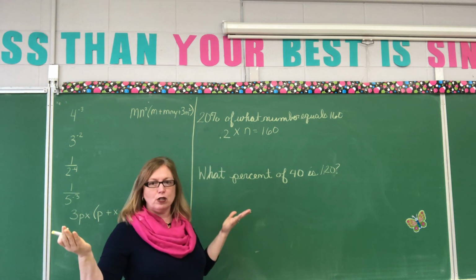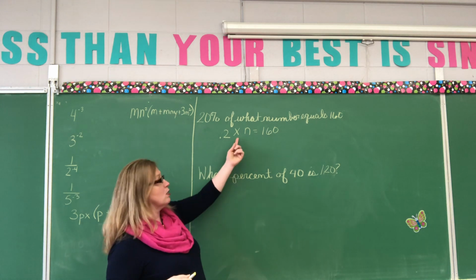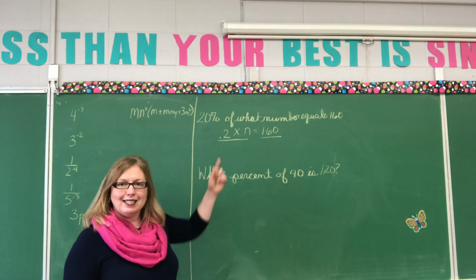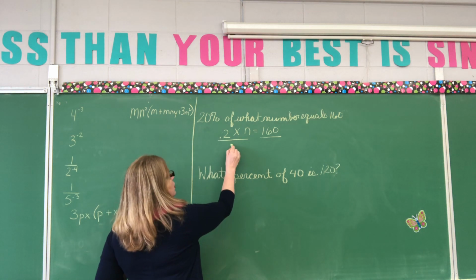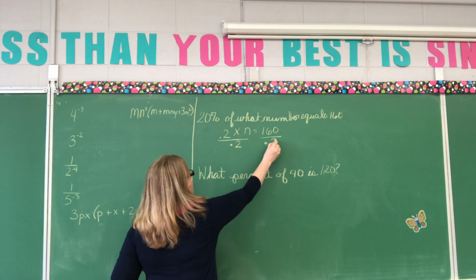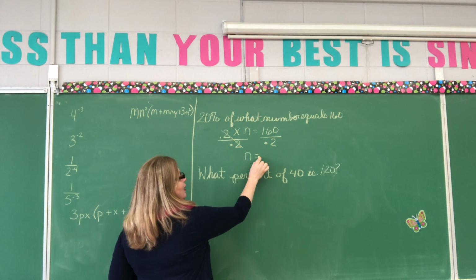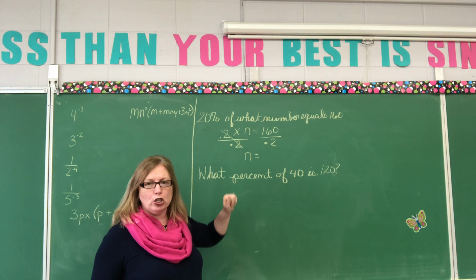We're simply going to still do what? We have an equation. So we're going to do the opposite of what it says. It says to multiply. So we know we're going to divide. It says multiply by 0.2, so we're going to divide by 0.2. This cancels, leaving us only the N. Now, we have 160 over 0.2.